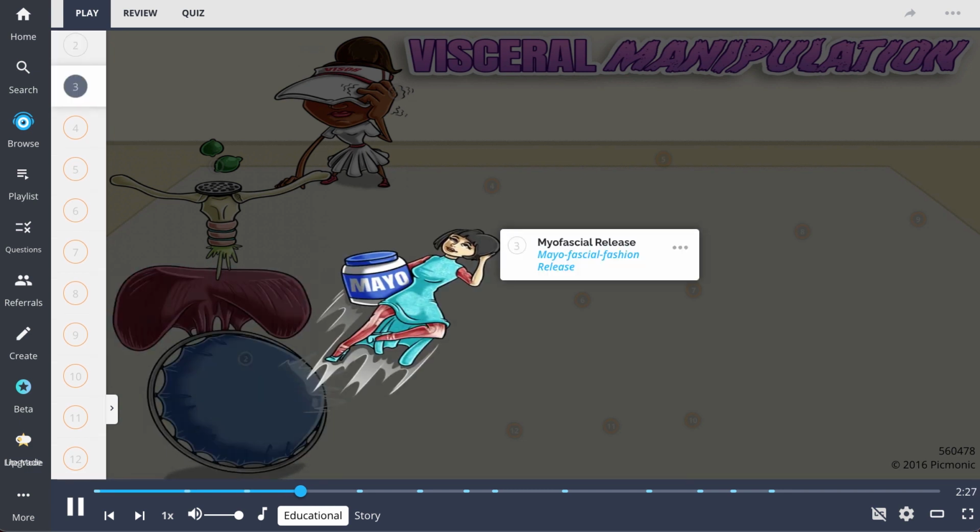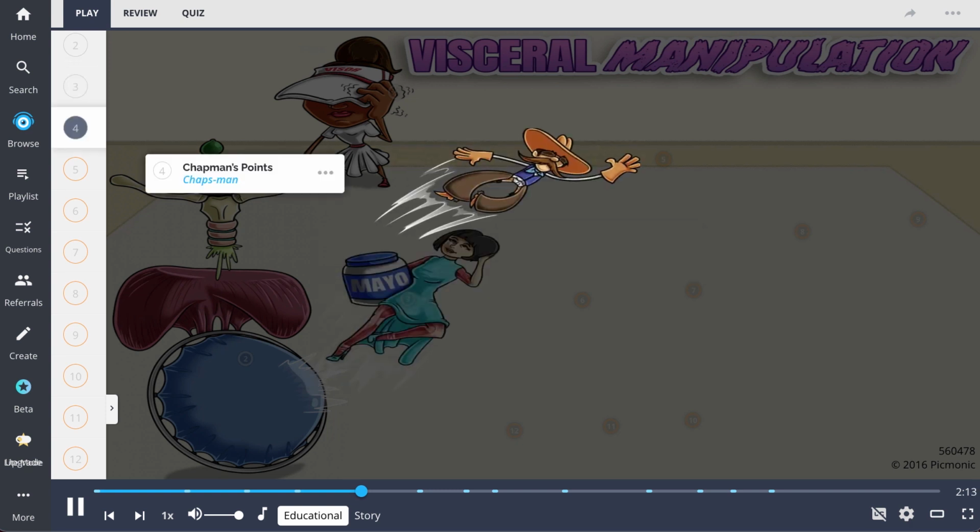Myofascial release is a common treatment modality in visceral manipulation, particularly when focused on abdominal organs such as the spleen, gallbladder, liver, and intestines. You can see our myofascial fashion character to help you remember this. Chapman's points are also commonly used in visceral manipulation and can be seen here as the Chapsman. Remember, Chapman's points are small nodules indicative of a viscerosomatic reflex and can be addressed passively to improve visceral function.